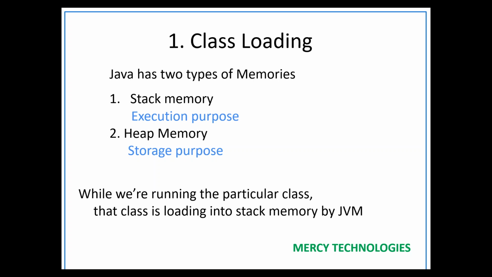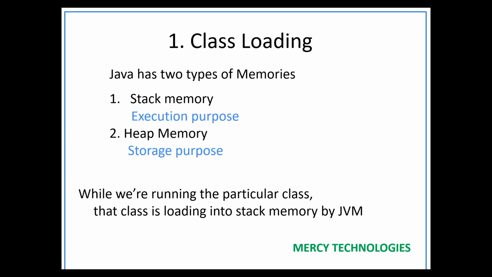What about the second one, heap memory? We will see heap memory in detail in later tutorials. But for now, you can understand that heap memory is used for storage purpose. While we are creating any objects, the physical object should be stored somewhere. So all the objects reside in heap memory.